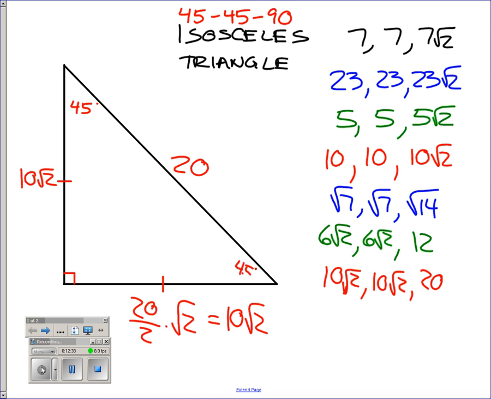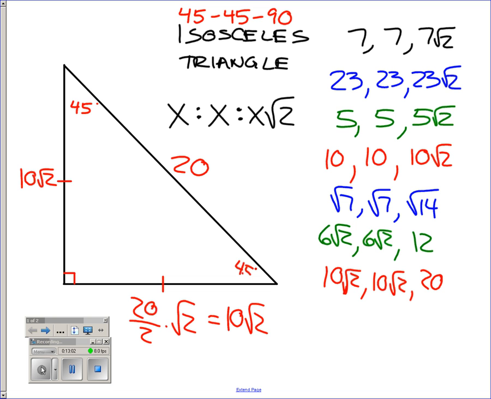The main thing to remember here for this entire section is the ratio of the sides, x to x to x times the square root of 2. Again, that's leg, leg, hypotenuse, because in this case, those two legs are exactly the same length. So that's the 45, 45, 90 triangle.